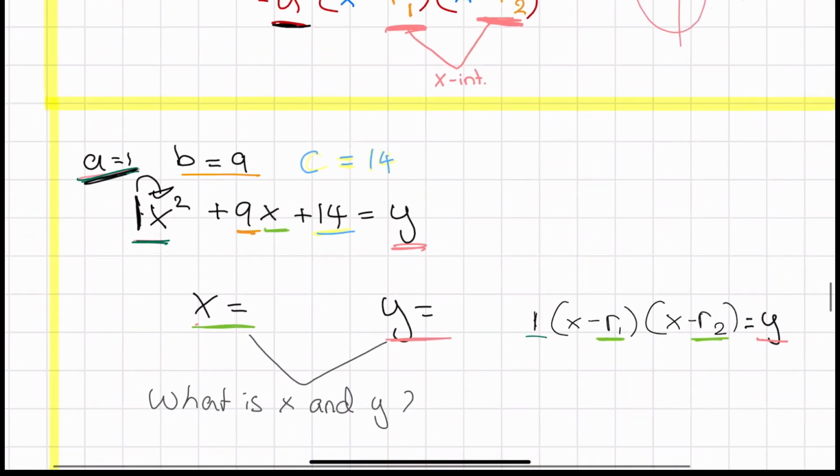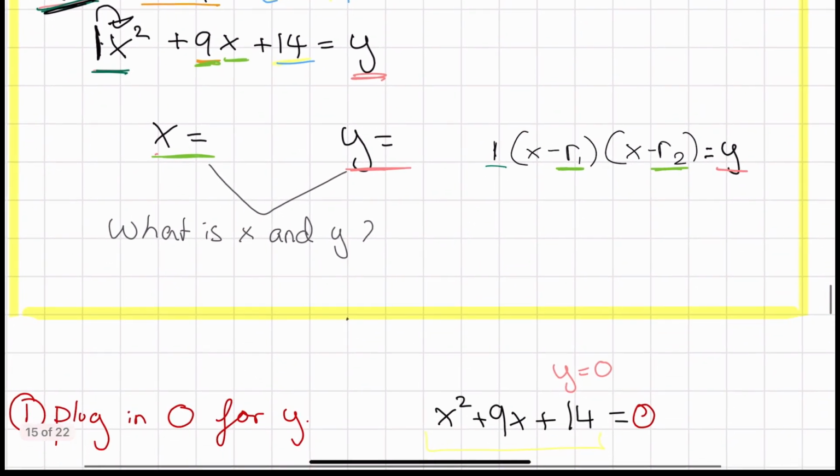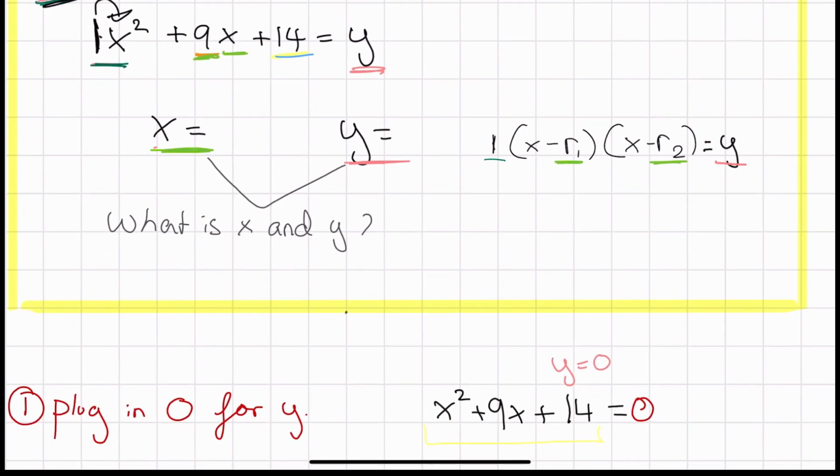First, let's acknowledge the fact that we do know a few things, though not all of the variables are unknown. A is 1, B is 9, and 14 is C. What we do have to know, though, is x and y. We want to try and find out what those are.